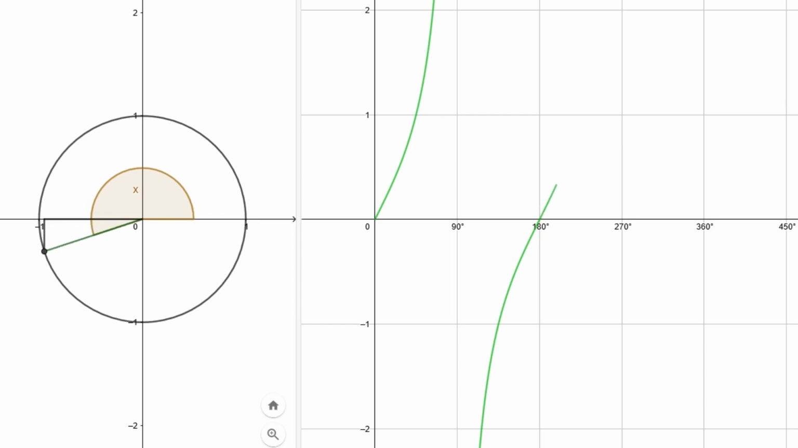As we increase the angle from 180 to 270, the gradient is again positive, increasing to an undefined value when we get to 270. From 270 to 360, the gradient is again negative, returning to 0 when we get to 360 degrees.